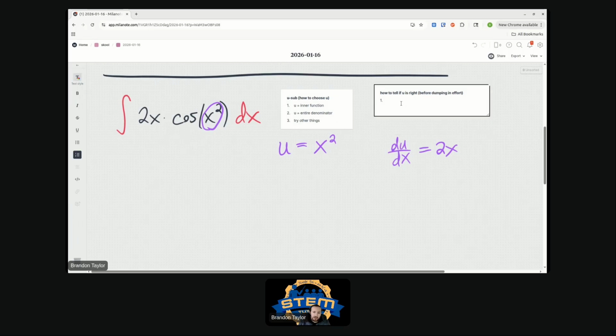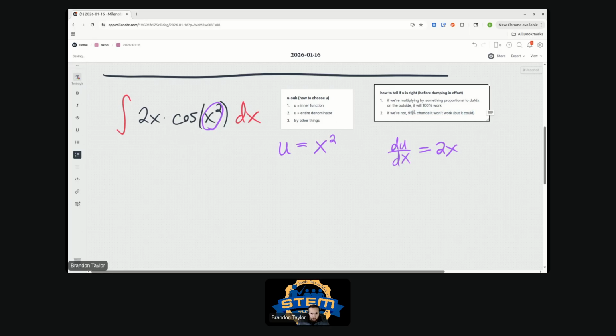But how do we actually do it? So if we're multiplying by something proportional to du dx on the outside, it will 100% work. 100%. Guaranteed. If we're not, 95% chance it won't work. But it could. So I wish the rules were better than that.